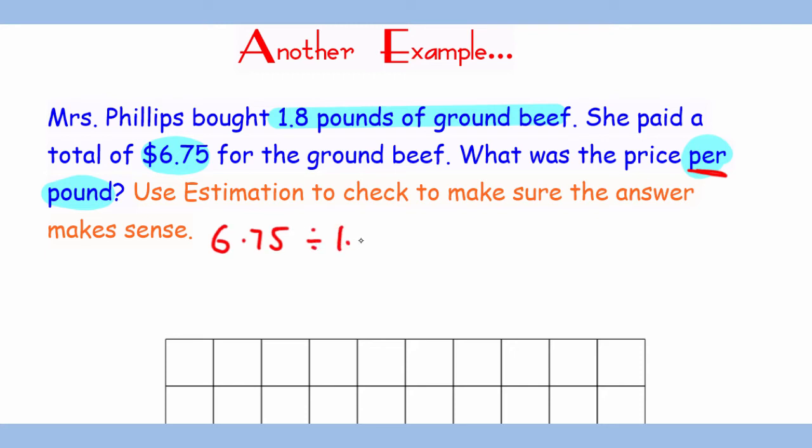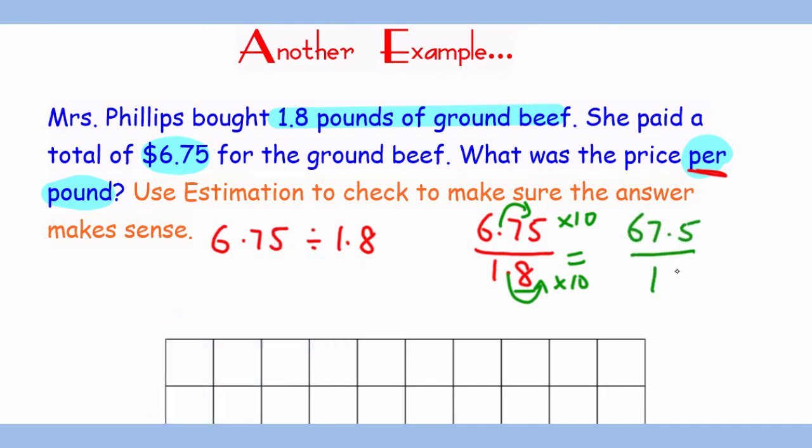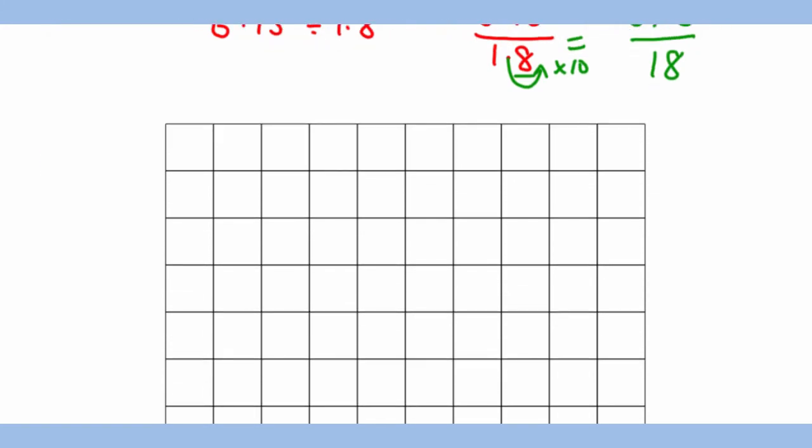$6.75 by 1.8. And again, the most important thing about dividing decimals is to make sure that the denominator, which is the divisor, is a whole number. So to turn this into a whole number divisor, all we need is times it by 10 because we only need to move the decimal point one place over to the right, which will turn out to be 67.5 over 18. And that's exactly what you will be using as your number sentence.